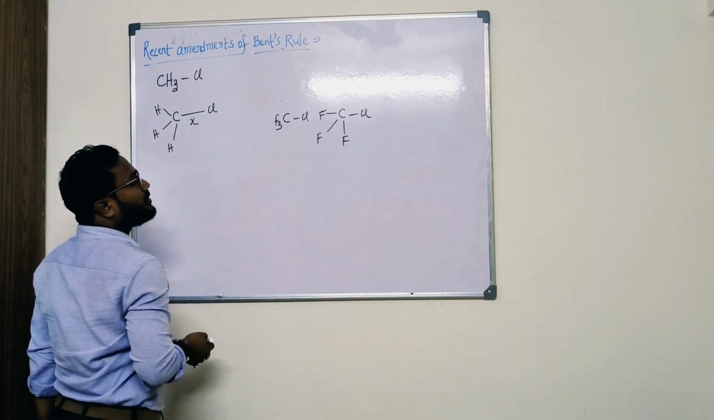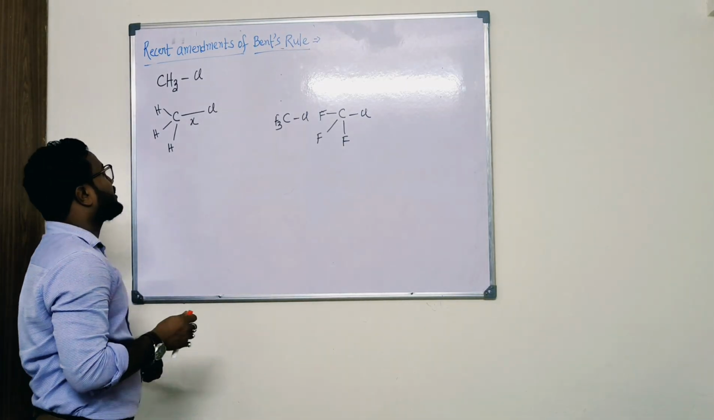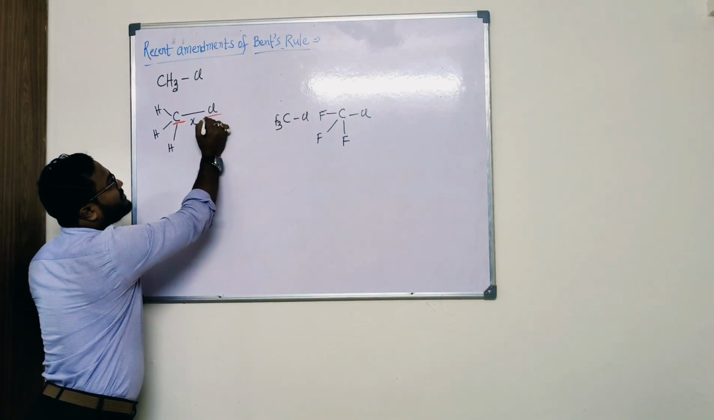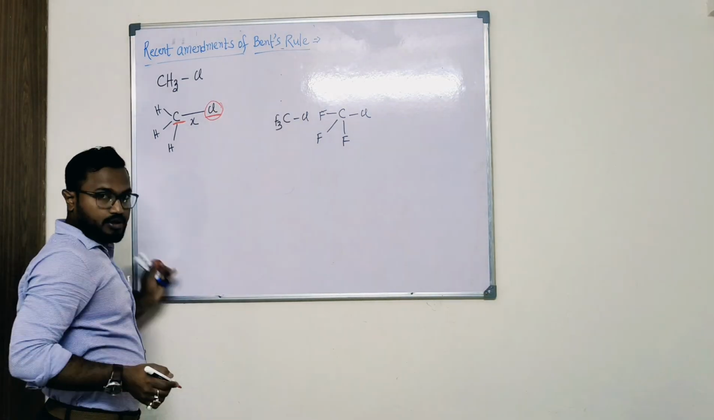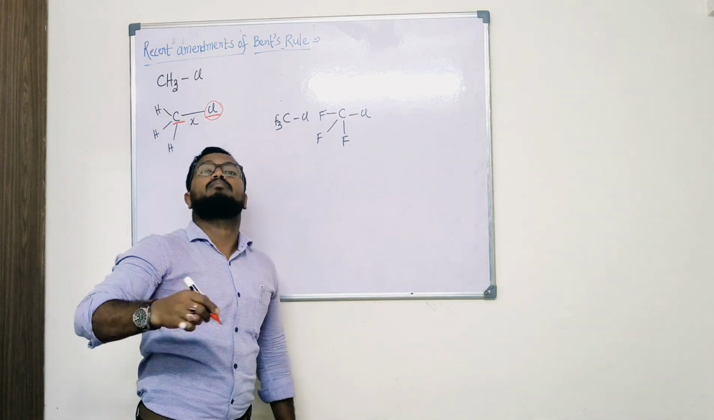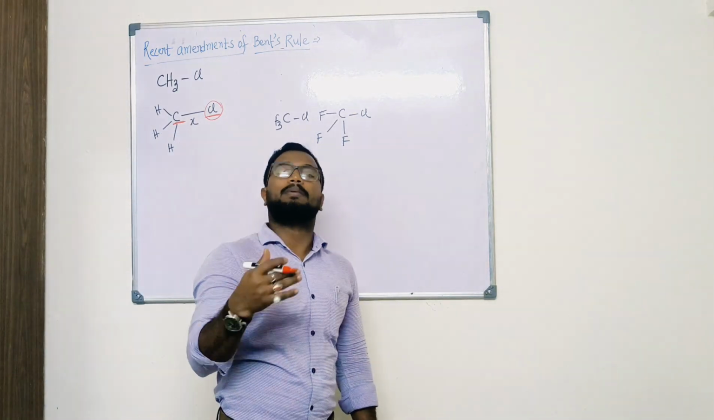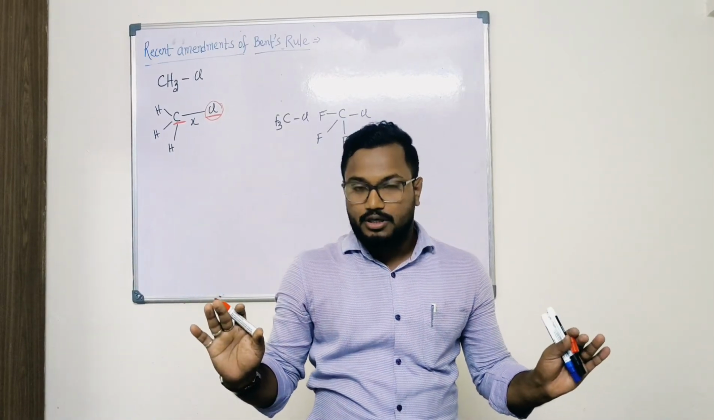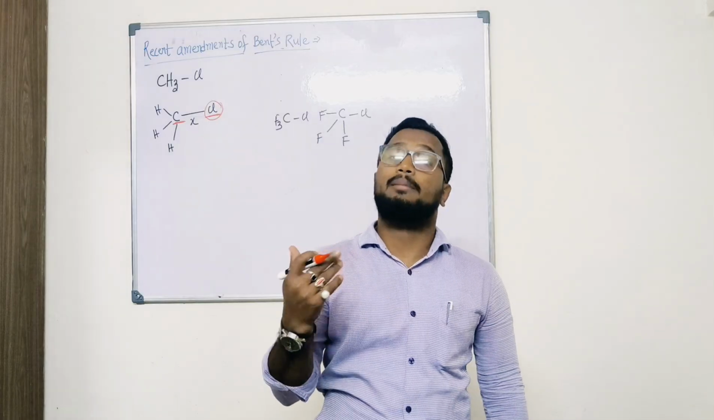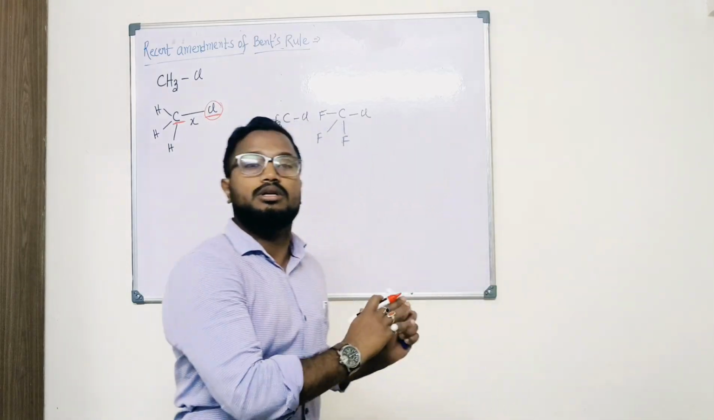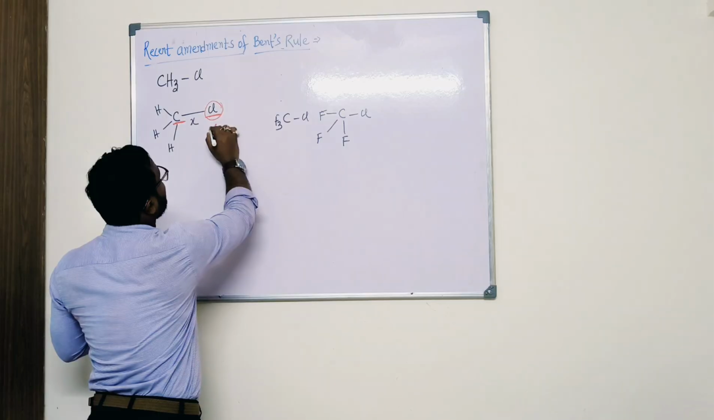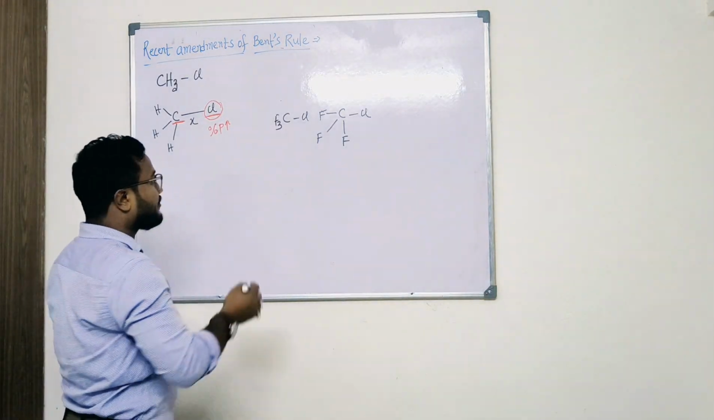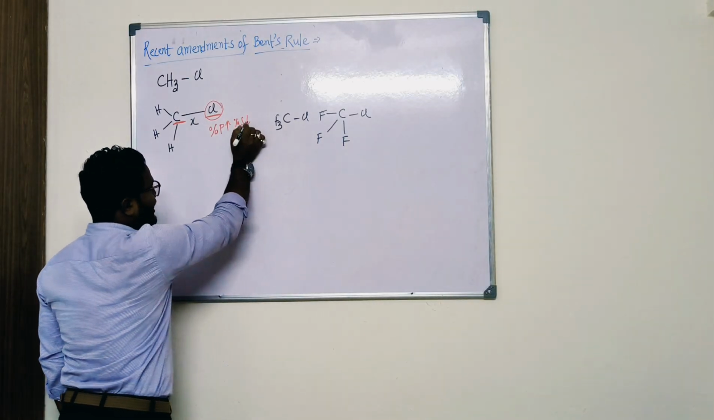Now we are going to decide their character. In this case, for this carbon and this Cl, chlorine is more electronegative. We know more electronegative has more percent P character. Perhaps you are thinking that generally electronegative means S character is more. That is a different concept. If you are explaining with respect to recent amendments of Bent's rule, you need to decide this concept. So in this case, percent P is more and percent S is less.